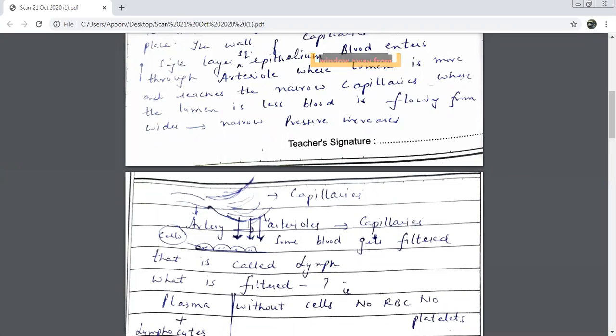Arteries further divide to arterioles and capillaries. Remember that the smallest blood vessels are capillaries only. And the artery is the main unit which further divides into smaller units. What are these smaller units known as? Arterioles. And then the smallest unit is capillaries.